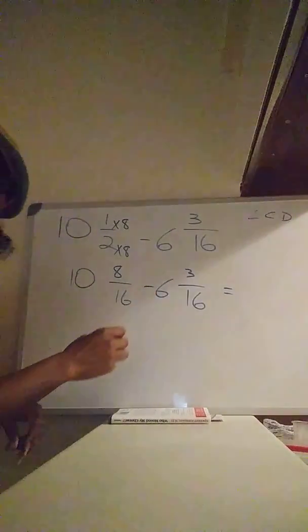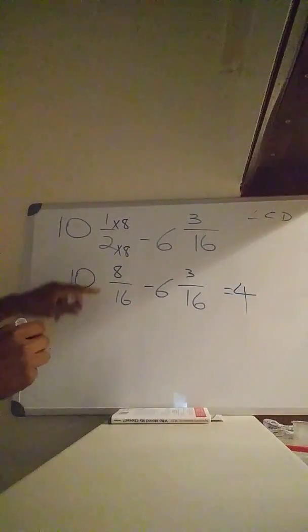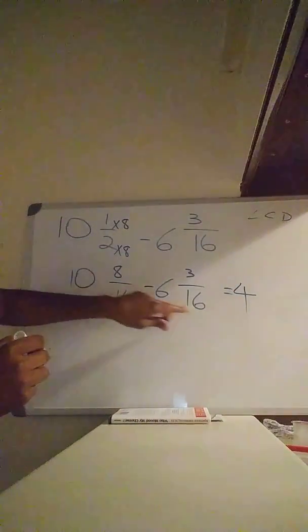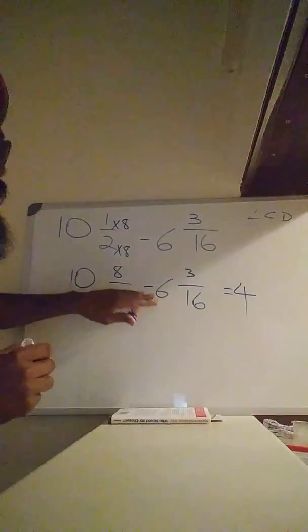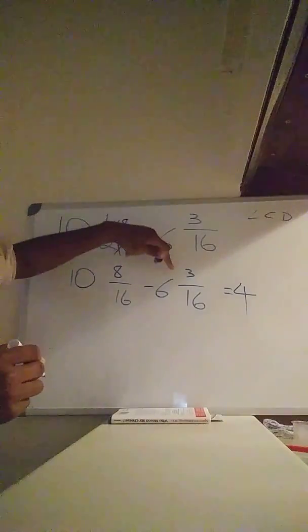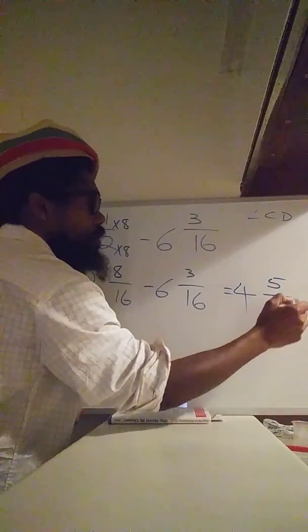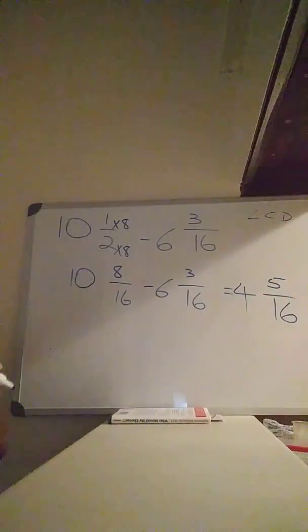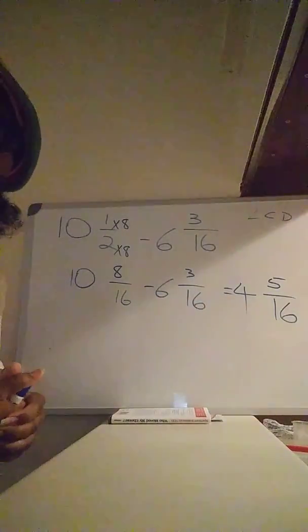10 minus 6 gives us 4. And then, of course, since we already have the common denominator, 16, we're going to leave that as it is. And then we just subtract the top, which is going to be 8 minus 3 equals 5. And there you have it. So our final answer is 4 and 5 over 16.